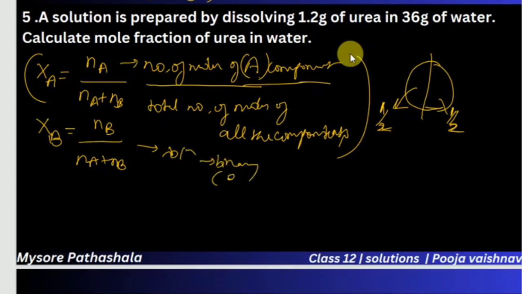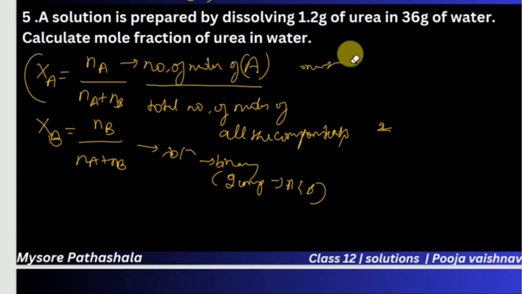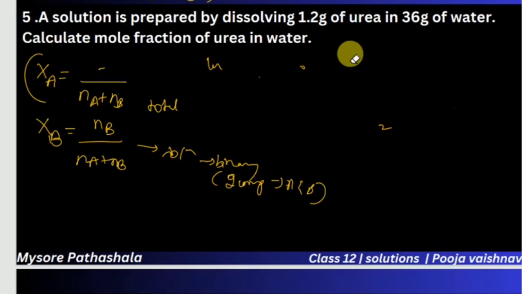Binary means only two components are there. That is A and B component. Only A and B components are there. So I considered it as Na and Nb. Okay. So generally we have a formula: number of moles of a component divided by total number of moles of all the components gives me the mole fraction. So let us see how we can solve this particular problem.